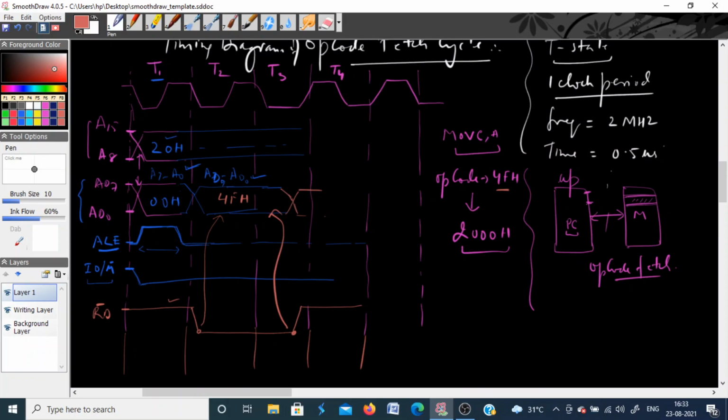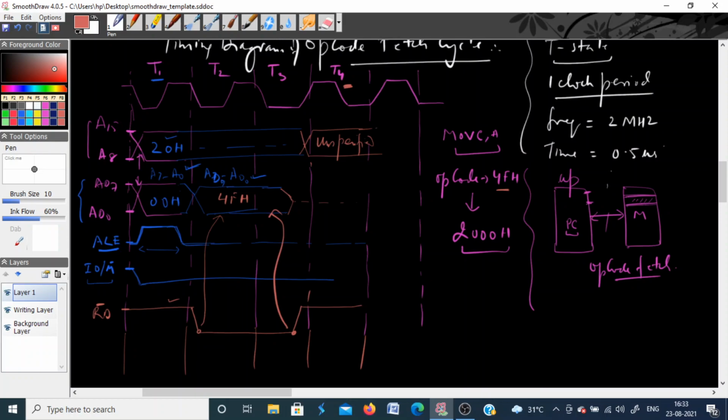Okay, this takes 2 machine cycles to read the data from the memory. And now see here, in the last clock period T4, what happens? This address is now unspecified here. So during the last clock period, that is T4, the processor will now decode and execute this instruction.